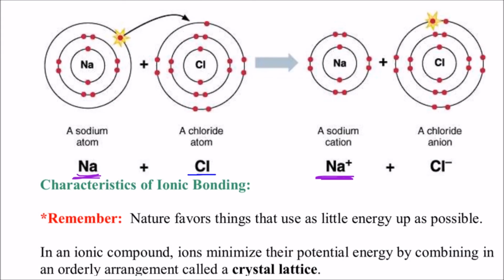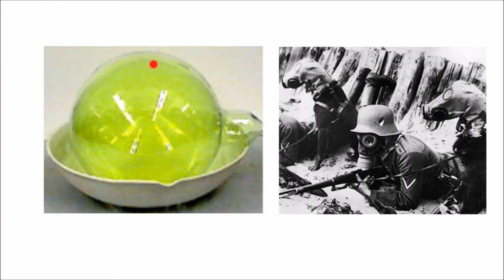And this chlorine gas is not the same as the chlorine anion. Chlorine gas is actually green, and it is extremely toxic, poisonous. It was used in World War I. It goes by another name of mustard gas.